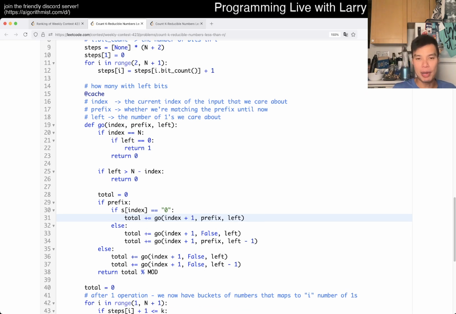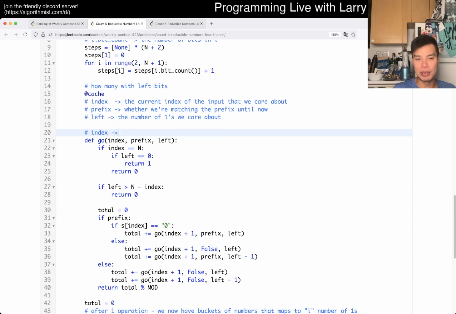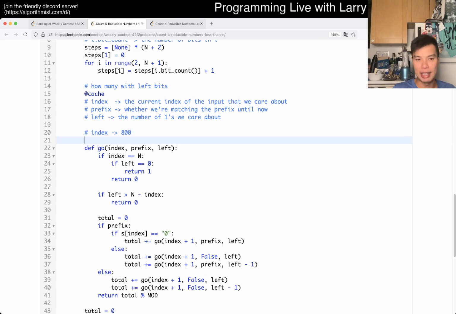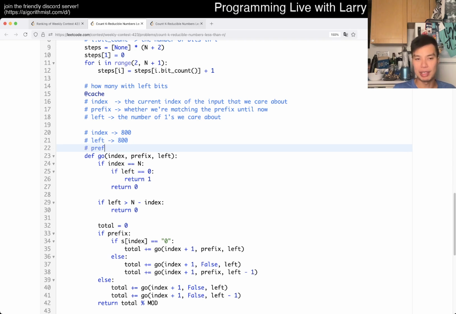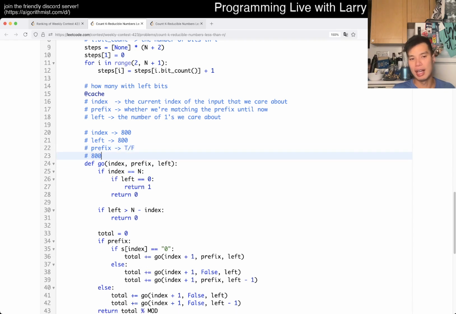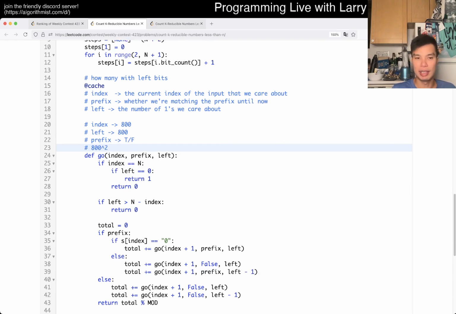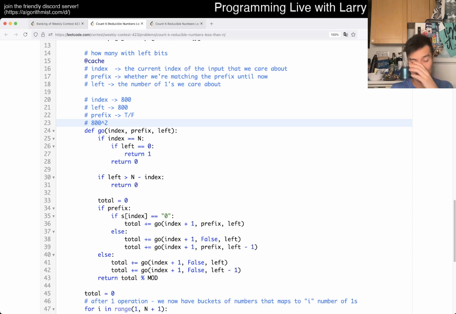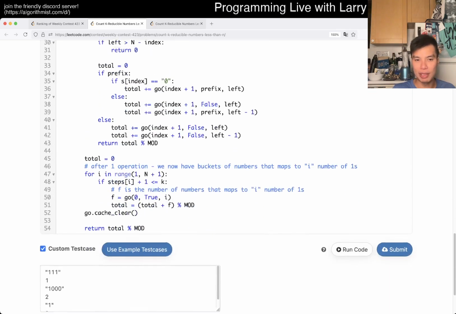So what's the complexity here, right? Well, index can go up to 800, as we said, because after one iteration it'll be at most 800. Left can be at most 800, because you can have at most 800 ones, and then prefix is just binary, right? So true, false. So this is just 800 squared, and that's going to be fast enough, right? Roughly speaking, times 2, say. And that's pretty much the idea for this one.